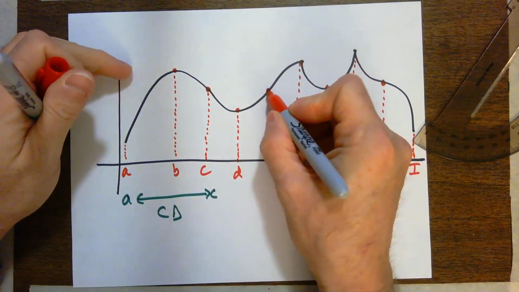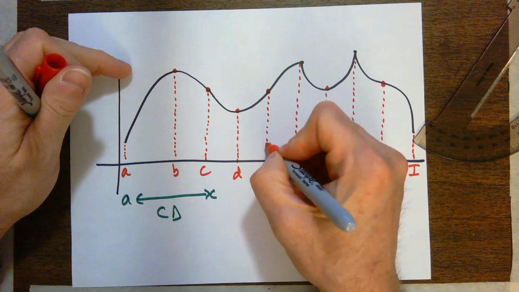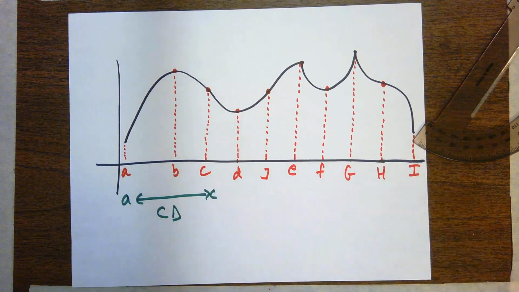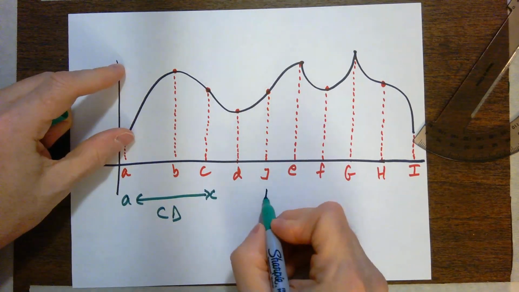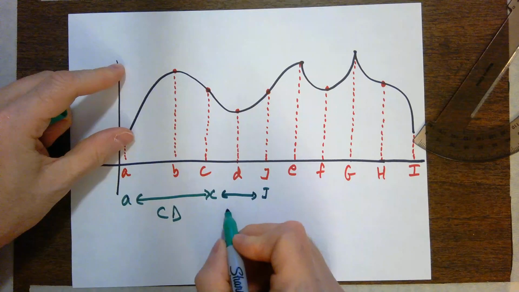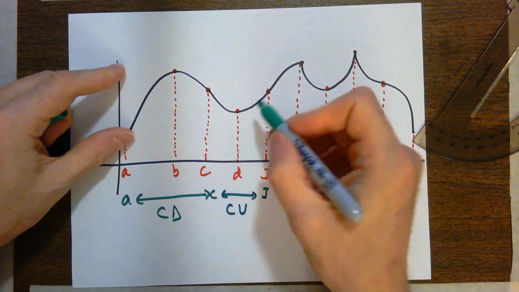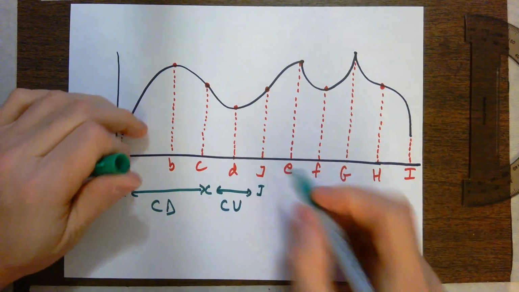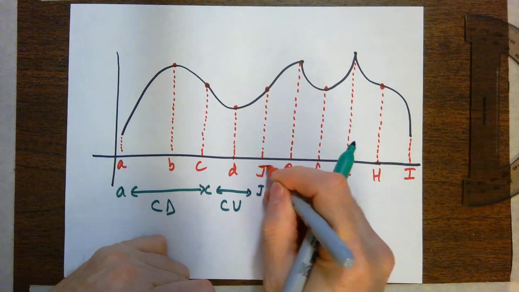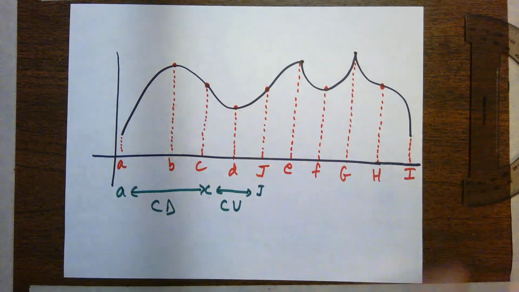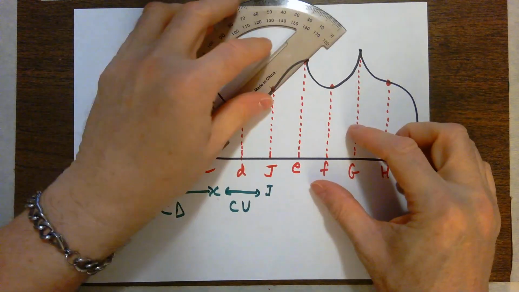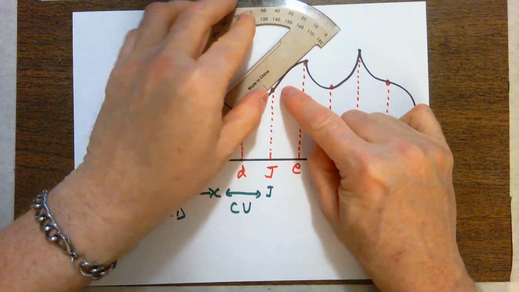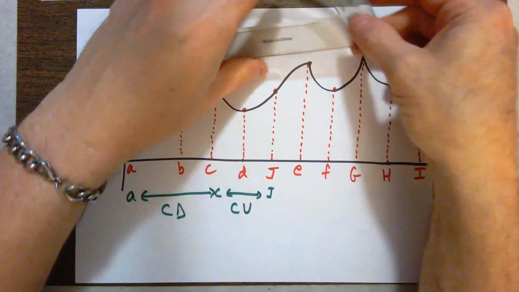I'm definitely having a change in my concavity somewhere right around here. We'll call this point J. It looks like from C to J, it's concave up. And now my tangent lines after point J are above again, so concave down, concave down, concave down, concave down.